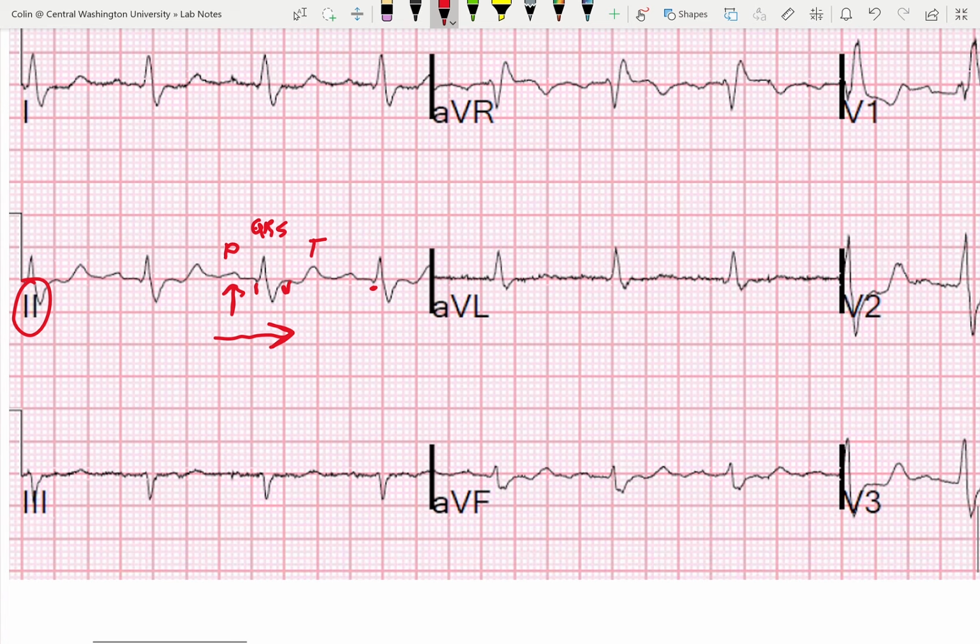Cool. So that's a bundle branch block. The right bundle branch is not working anymore, and so the left side of the bundle branches has to tell the right side to beat, and that takes longer. That's why our QRS is longer. It's taking more time.